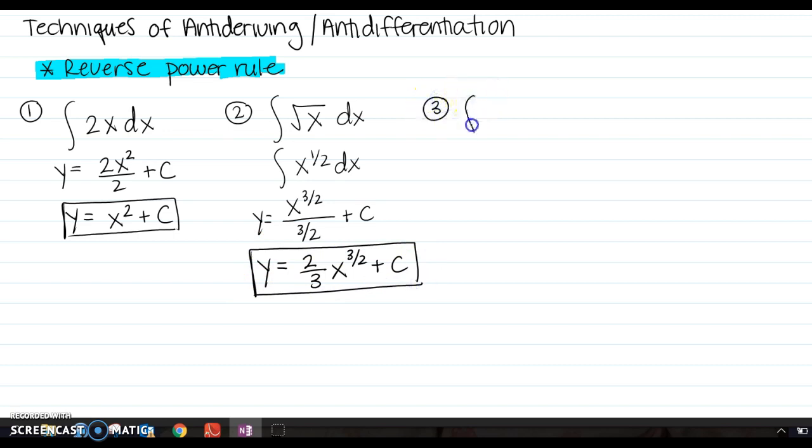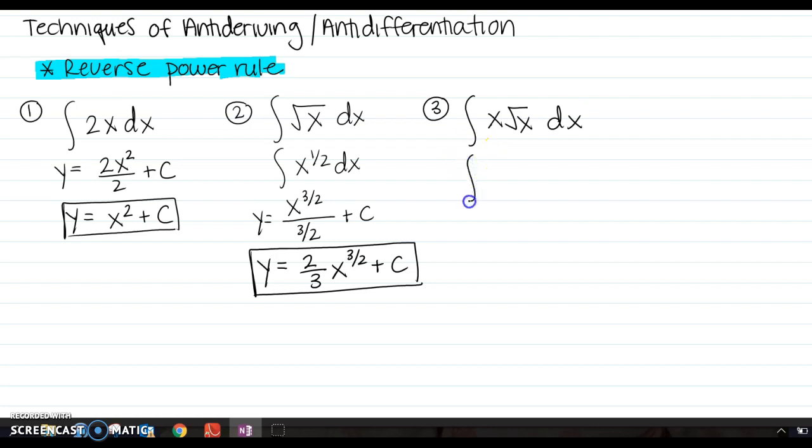Third example, the integral of x square root of x dx. So what we always want to look for with integrals, even more than derivatives, is there any way we can rewrite it to make it either easier to do, or in this case, so we can actually do it at all.